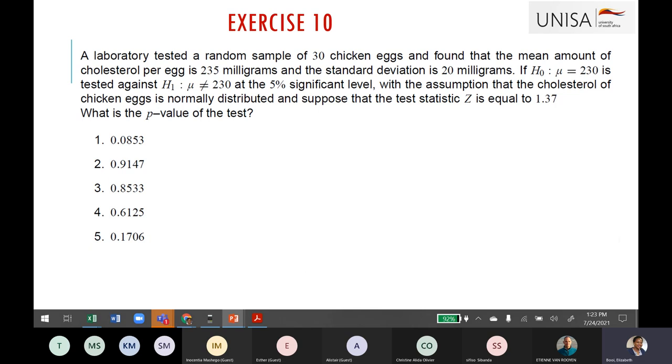What do you need to do here? You don't have to calculate the Z stat. They already calculated it. They told you that Z equals 1,37. All they want is for you to find the p-value. So in order for you to find the p-value, do you know what you need to do if it is a two-tail? We did this last week, Saturday. If it's a two-tail, you multiply it by 2.